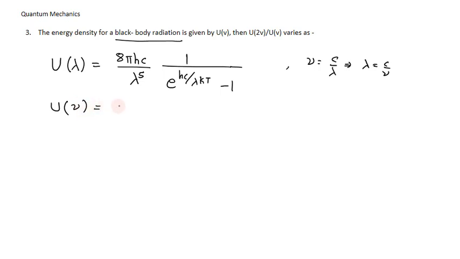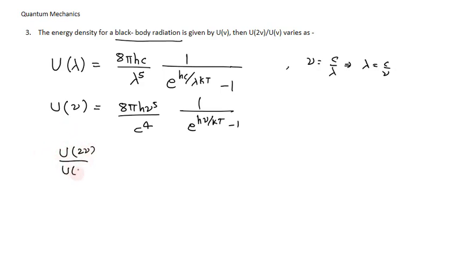So in terms of ν, it will be 8πhν^3/c^3 times 1/(e^(hν/kT) − 1). This is the expression in terms of lambda, and this is in terms of nu; you get this conversion factor here. Now if you do u(2ν)/u(ν), this constant factor will go away, so we just have to find the proportionality.